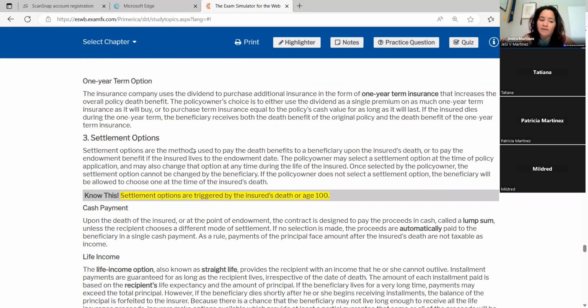Then we have settlement options, which are the methods used to pay the death benefit to a beneficiary upon the insured's death, or to pay the endowment benefit if the insured lives to the endowment date. Policy owner may select a settlement option at the time of policy application and may also change that option at any time during the life of the insured. Know this, the settlement options are triggered by the insured's death or at age 100.